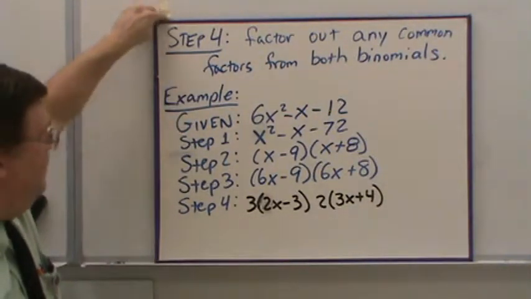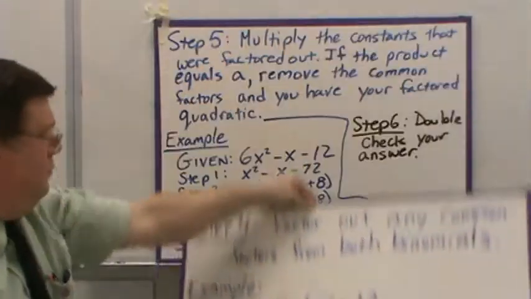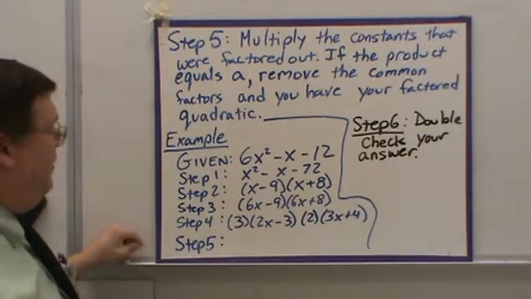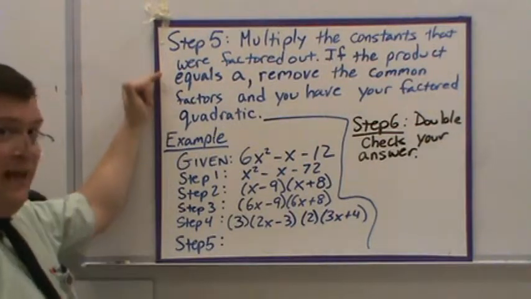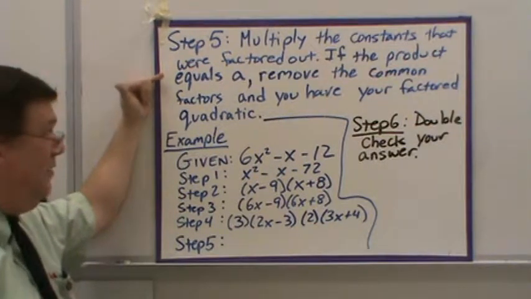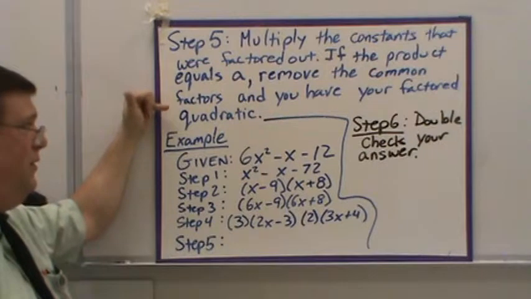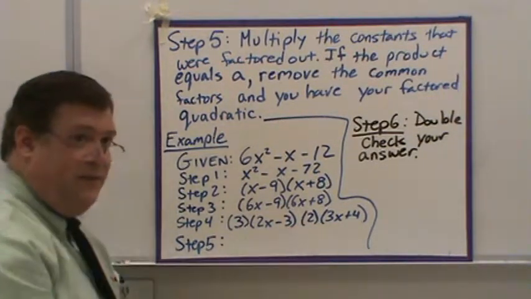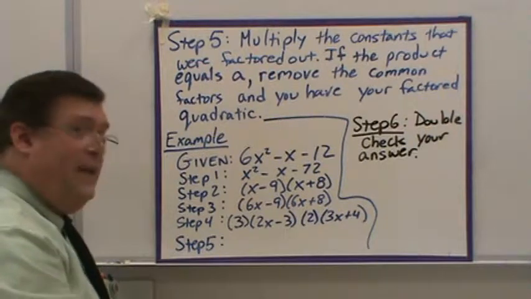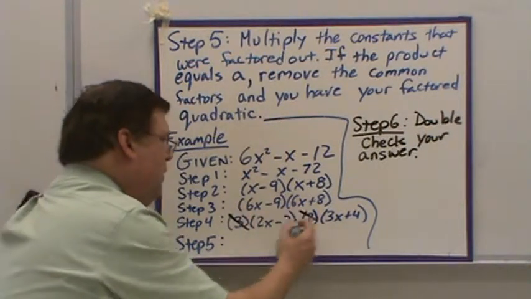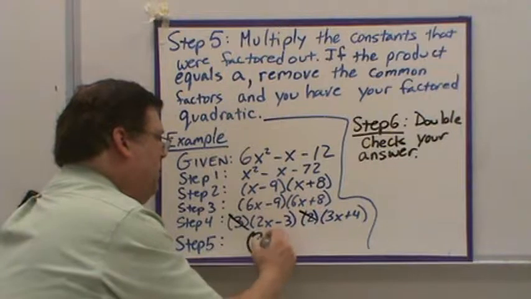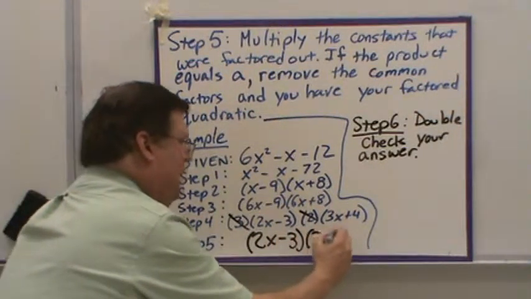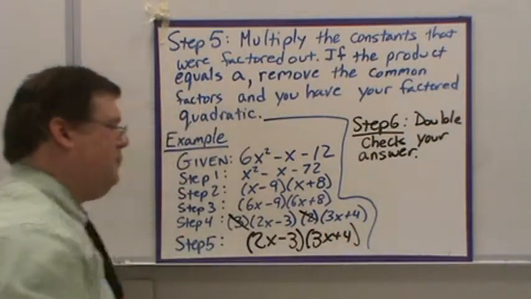Step 5. Multiply the constants that were factored out. If the product equals a, the original a, which in this case was 6, remove the common factors, and you have your factored quadratic. 3 times 2 is 6, which was our original a value. So I'm going to remove those, and I'm left with 2x minus 3 and 3x plus 4.